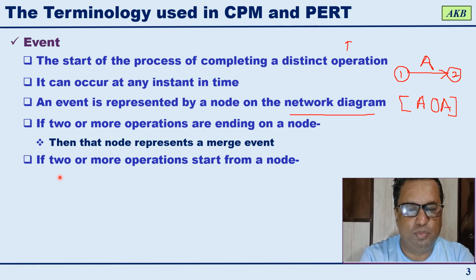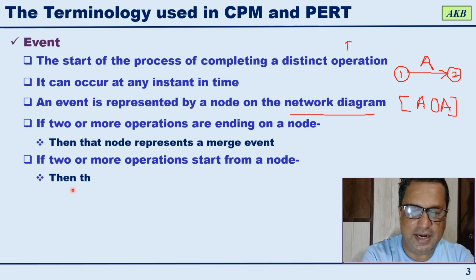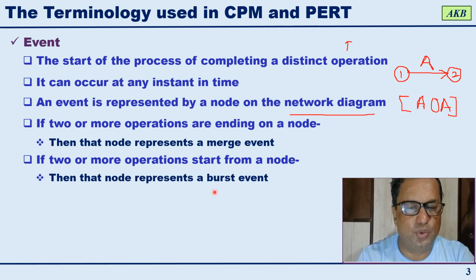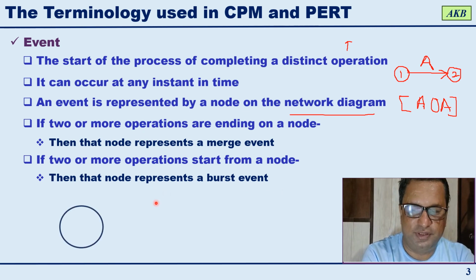Similarly, if two or more operations start from a node, if a particular node represents the start of two or more activities, then you call that node a burst event. I have shown it with an example.